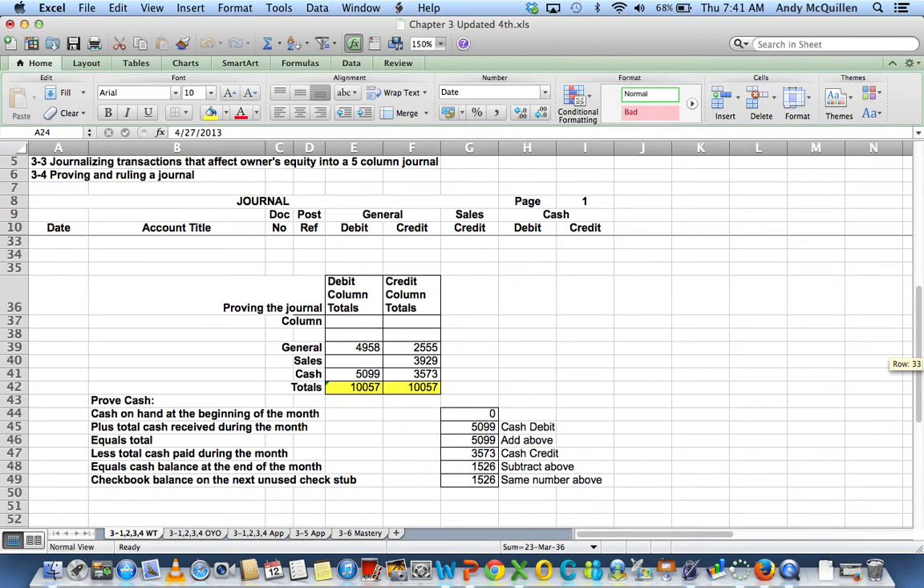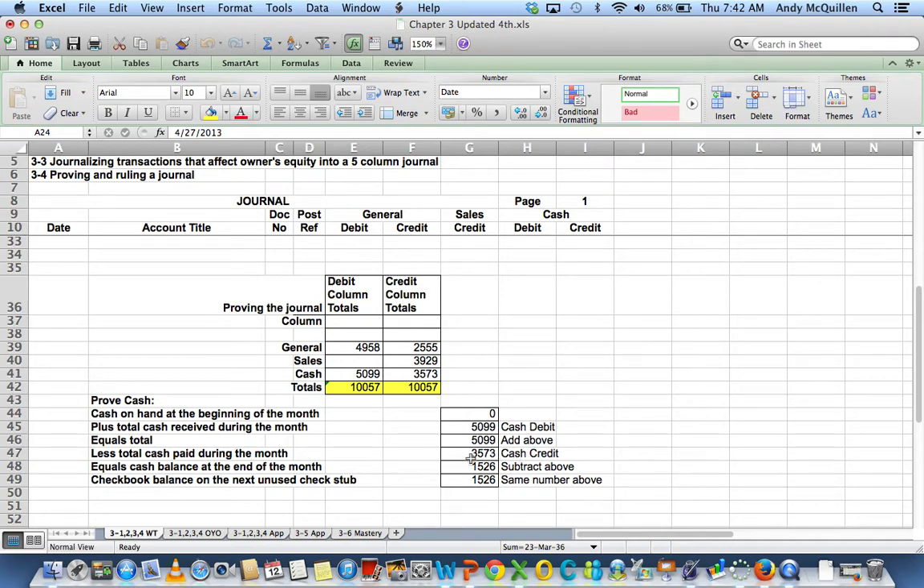The last part of 3-4 is proving the cash, and I've made this into a cheat sheet here. It tells us in the book, I think in direction number 4 or 5, cash on hand at the beginning of the month is 0. Total cash received during the month is our cash debit. So we add 0 plus 5,099 and we get 5,099.